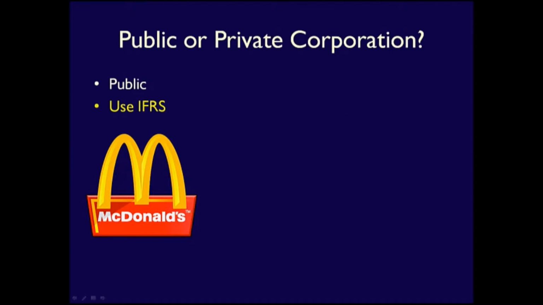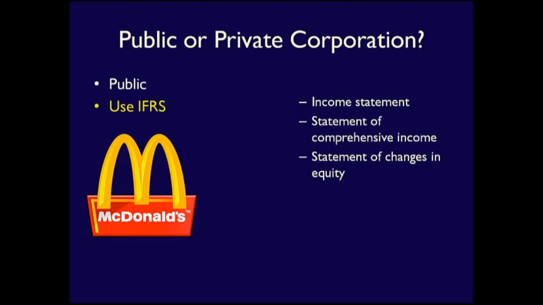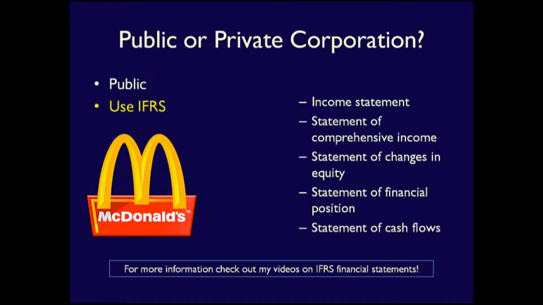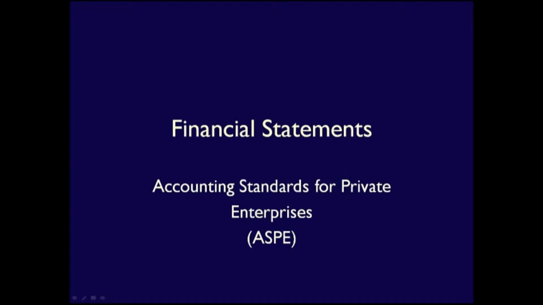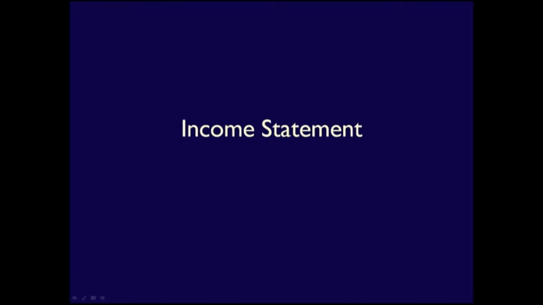Corporations who follow IFRS, whether public or private, must produce the following statements: income statement, statement of comprehensive income, statement of changes in equity, statement of financial position, and finally, the statement of cash flows. If you wish to learn more about these statements, go to my video on IFRS financial statements. In these videos, we'll only be covering ASPE. Statements must be completed in a specific order, and we'll start with the income statement.